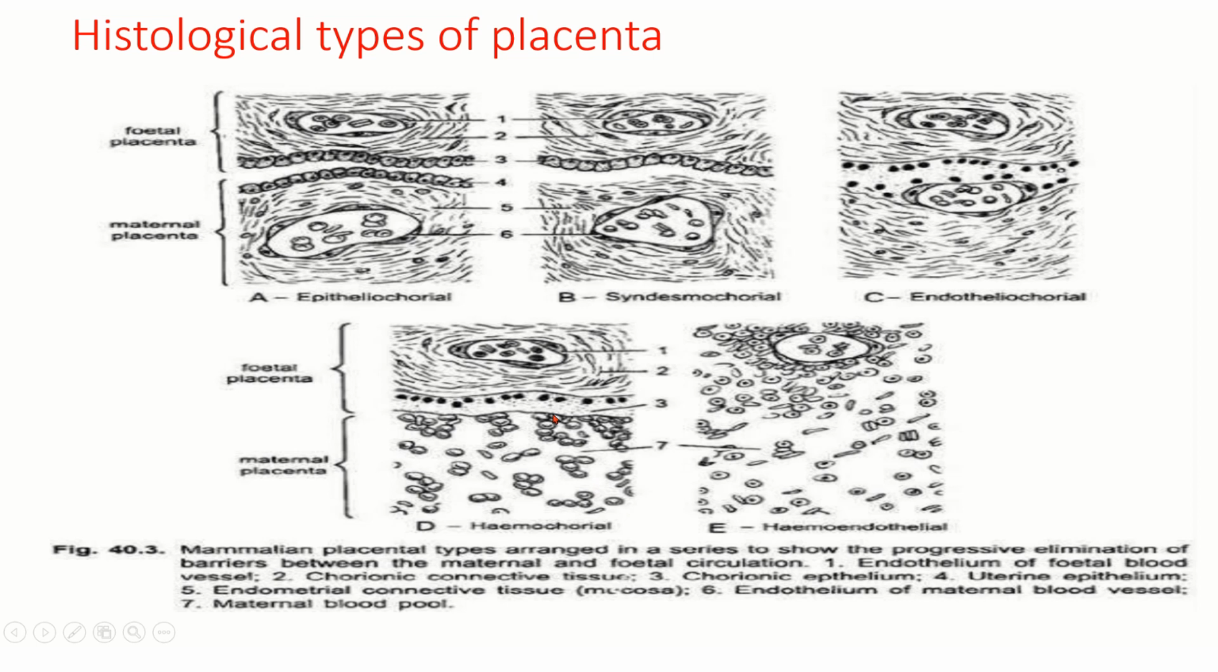So now here you can observe this is the epitheliochorial, so uterine epithelium interacting with the trophoblast. This is syndesmochorial, connective tissue interacting with the trophoblast. Endotheliochorial, the endothelium of maternal blood vessels and the trophoblast. So here you can see the hemochorial, where the blood is coming in contact with the trophoblast. Here you can see hemoendothelial, where maternal blood is coming in contact with the fetal blood vessels. Hemoendothelial.